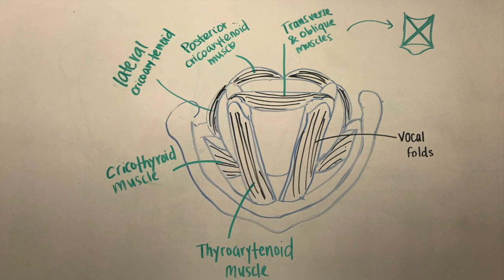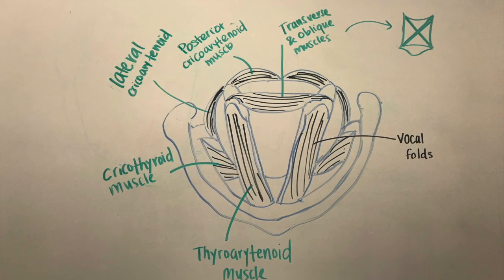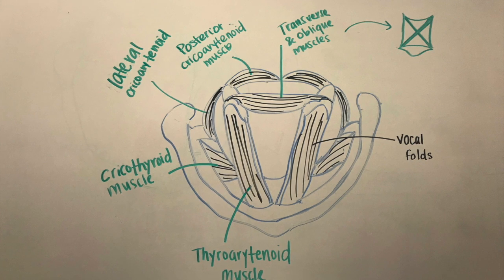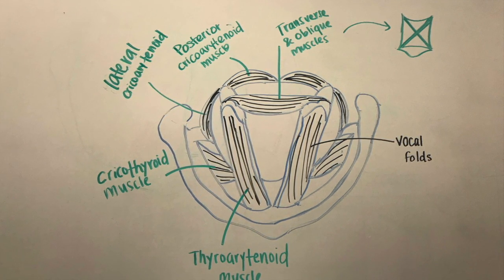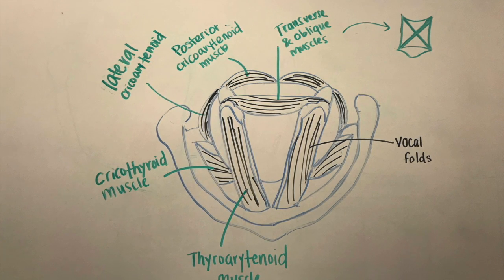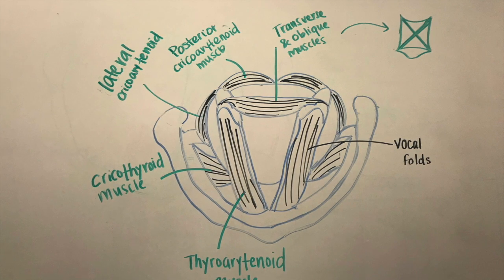To the left is the cricothyroid muscle, which inserts to the thyroid cartilage. It is the only tensor muscle in the larynx, and it serves to tense the vocal folds for higher pitched, louder voicing. The posterior cricoarytenoid stretches from the posterior cricoid cartilage to the arytenoid cartilage. It opens the vocal folds as well as the rima glottidis.